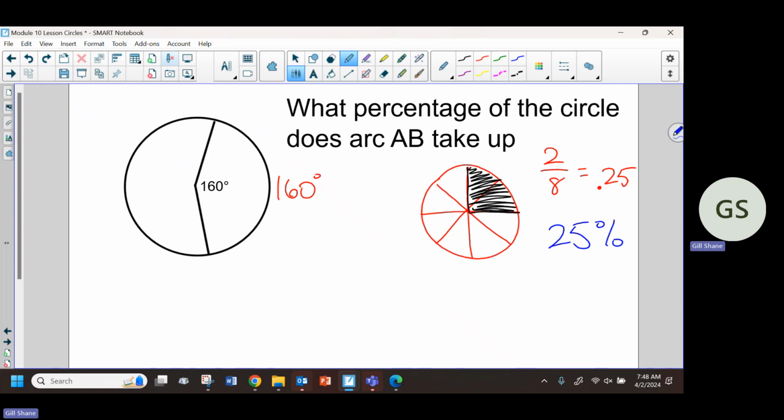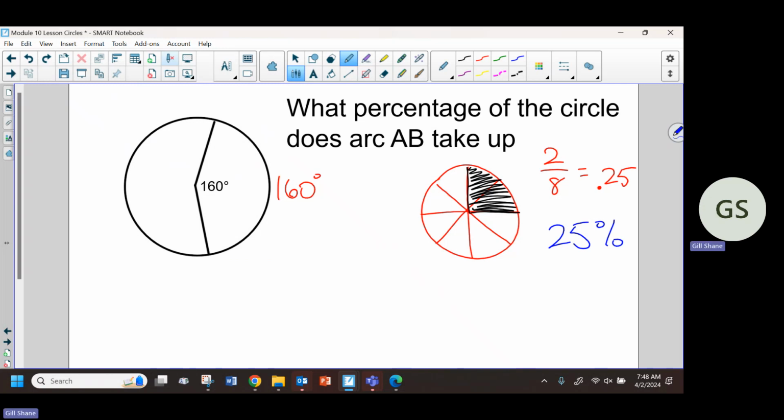All right, so back to Chloe. How would I find the percentage of the circle that 160 is? We know it's less than 50. What would I do? It's a part of a whole. That's your key. But what part do we use over what whole?